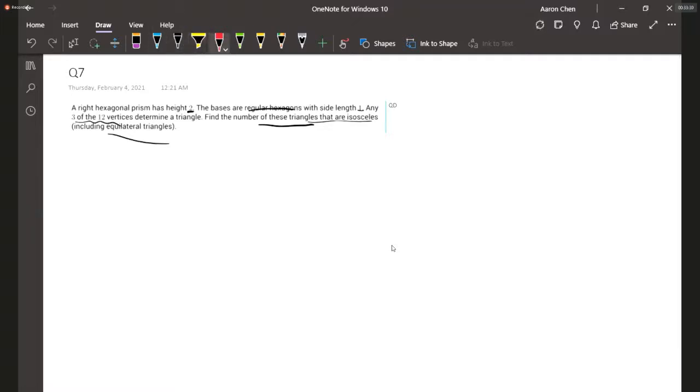So something important here is to note that the exact values of the side lengths don't really matter. What matters is the fact that the height is double the side length of each of the bases. And so a diagram of this would look something like this.